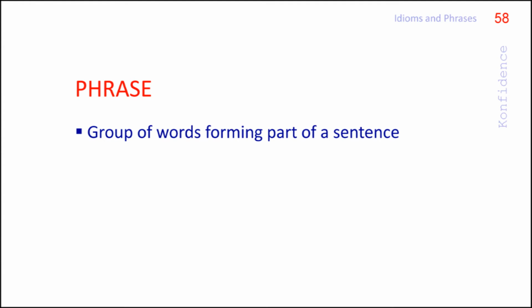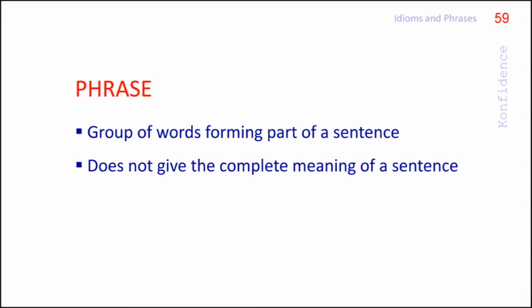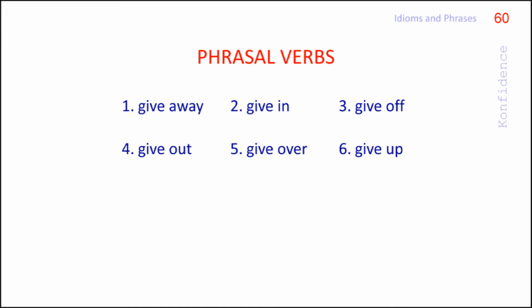It is a group of words forming part of a sentence. It has a meaning, but it does not give the complete meaning of a sentence. The examples in the slide are phrasal verbs. These phrases comprise a verb and a preposition.